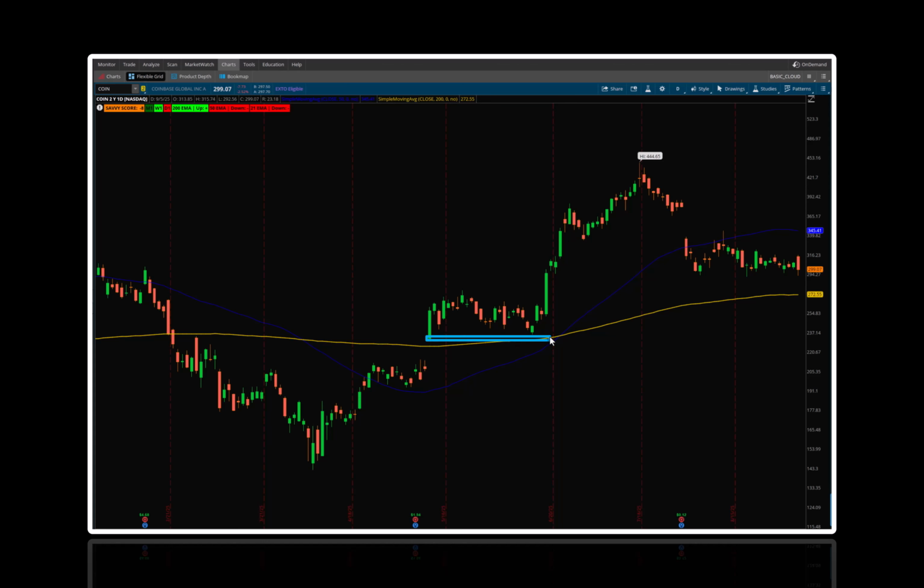These lows were preserved. It created a chop area, and then we exploded higher once we broke out of this little consolidation range with another strong bullish candle, consolidated with these dojis, another strong bullish candle right here, and we really held this candle. We only had a small dip into it.